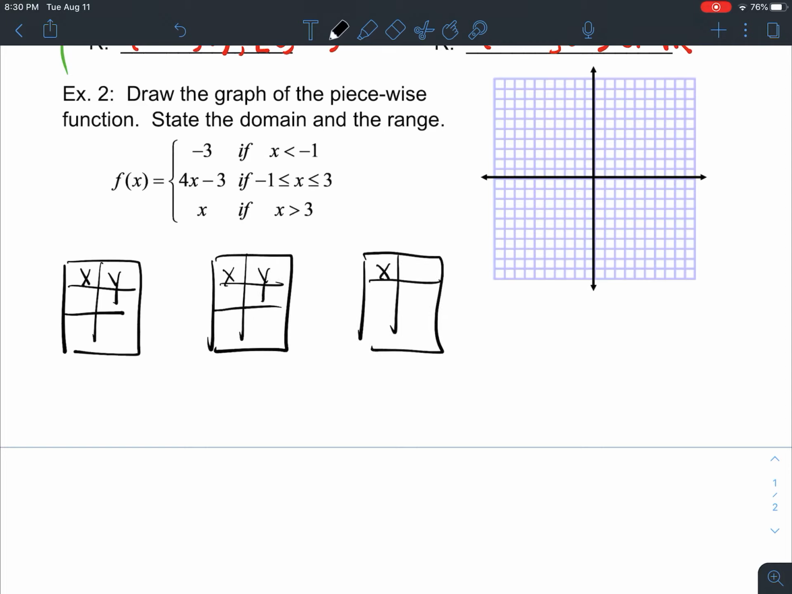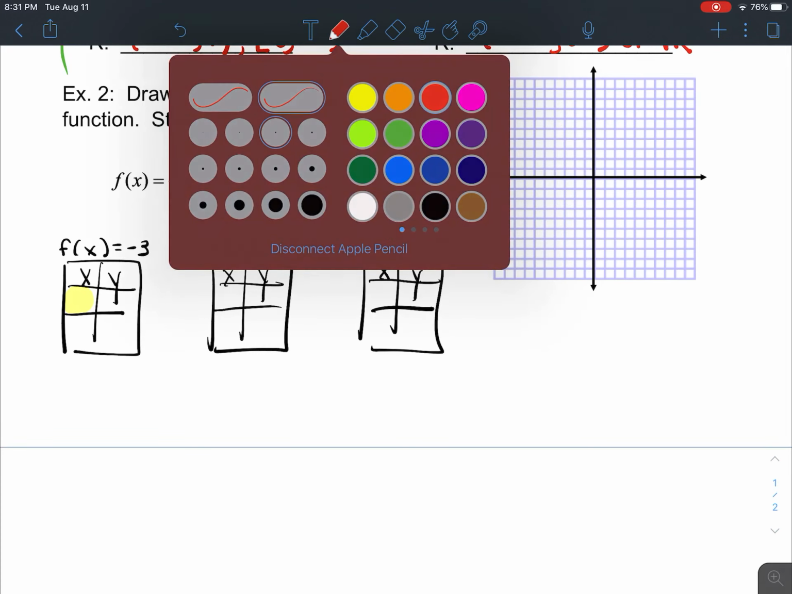All right, let's try one where we're actually graphing this. If you remember yesterday, however many pieces there are, you're going to make an XY table for each piece. Each row represents a piece. There are 3 rows to this problem, so I'm going to have 3 XY tables. Recall this f of x represents your y equals -3, y equals 4x minus 3, and y equals f of x. And we write those equations at the top of each of our tables.